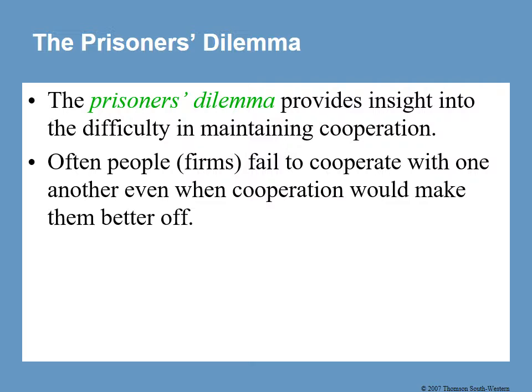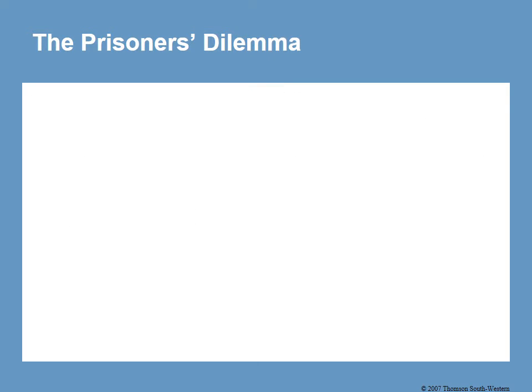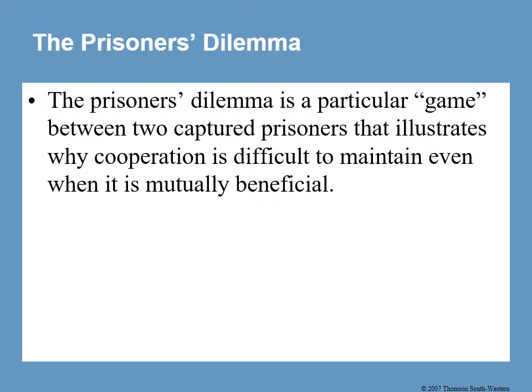Well, that seems strange, you might think. Why wouldn't they cooperate? If it makes them better off, why wouldn't they cooperate? Well, let me give you the prisoner's dilemma analogy to help you. Essentially, the prisoner's dilemma is this. You have two thieves or some type of criminal that get captured, and they are put into two different cells at the police station. So they're not near each other.